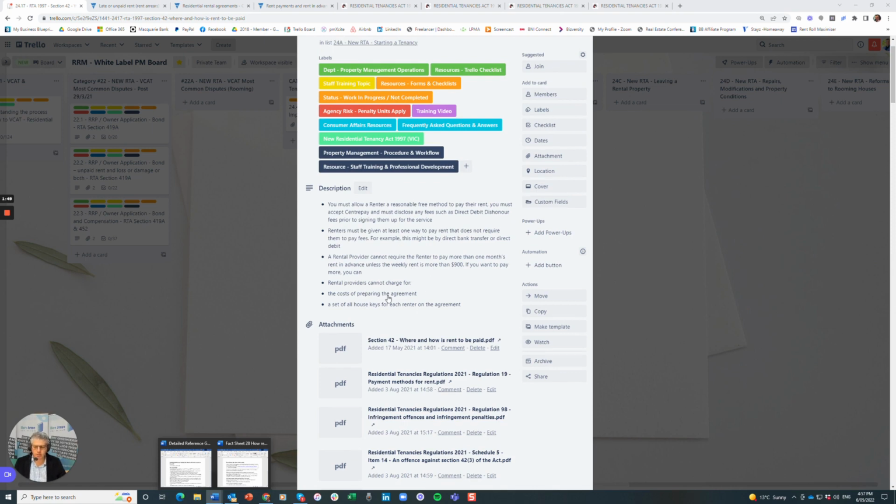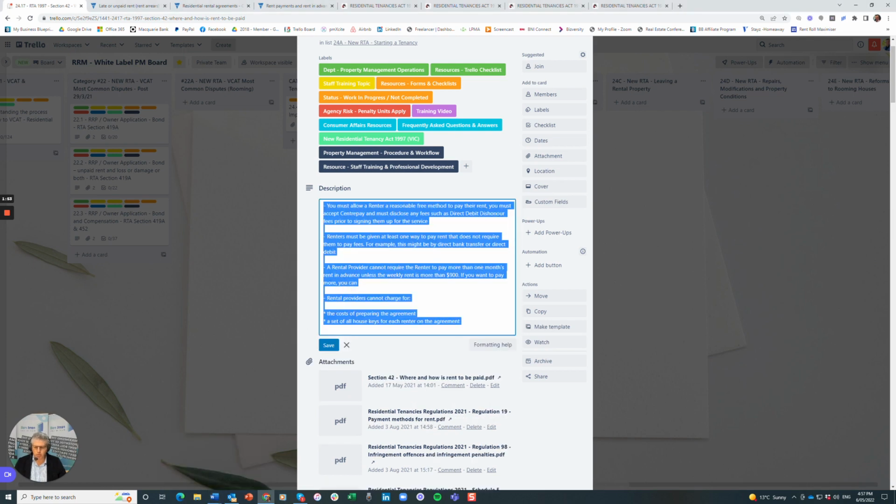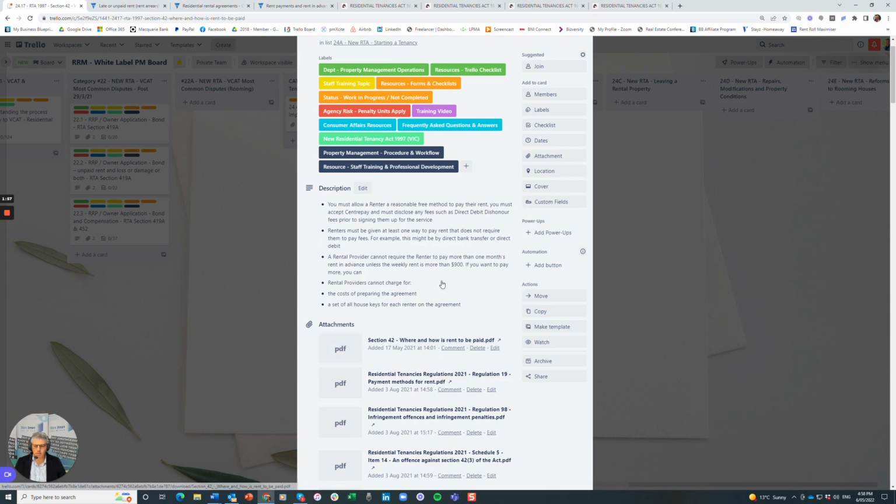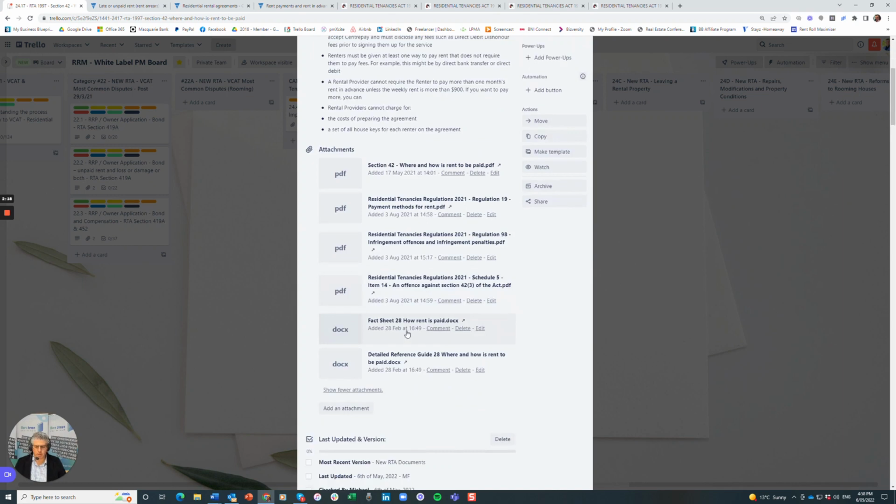The other thing which is really important to note, I'm just going to change that to a capital P, is that there can't be any fees associated with the transaction of payment of rent directly through to a renter. So you can't be charging additional administration fees to them. You can't charge processing fees. For example, if they overpay rent, you can't be charging them a fee to get the rent recovered.